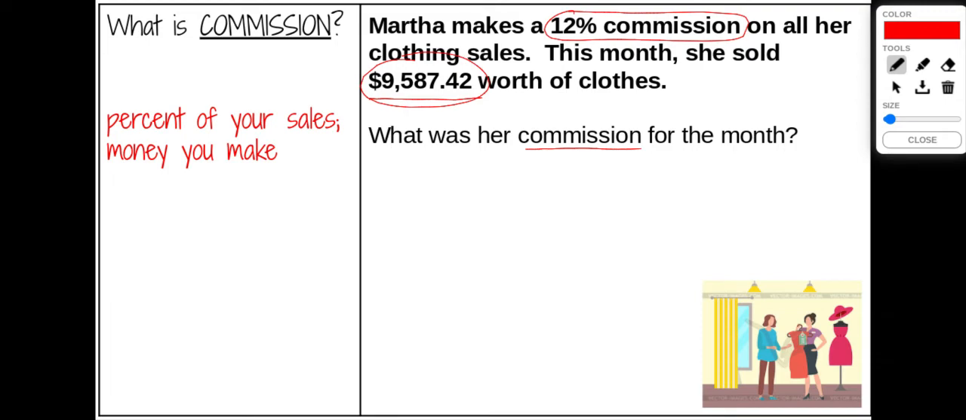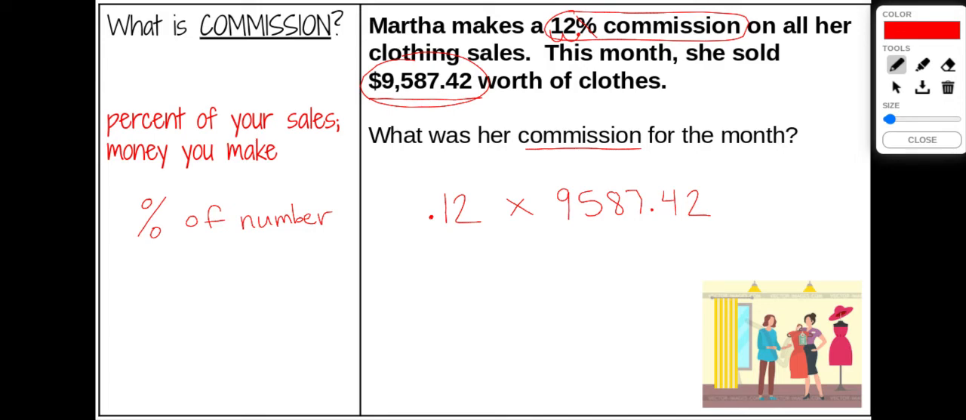$9,587. So this is the same as calculating percent of a number. What is 12% of the amount of clothing sales that Martha made? Well, let's change 12% into a decimal. So here's the decimal point at the end. Back it up, take off the percent. So let's find 12%. Of means multiply her sales. Remember, her sales were valued at $9,587.42. So what is 12% of that? That's the money that the store is going to pay Martha for selling those clothes.